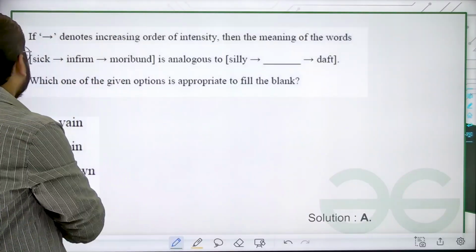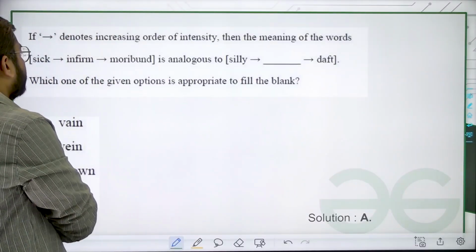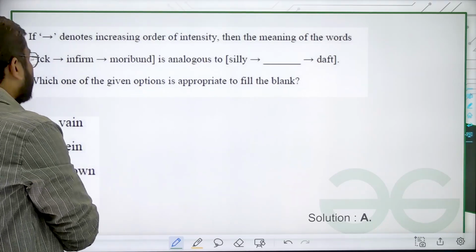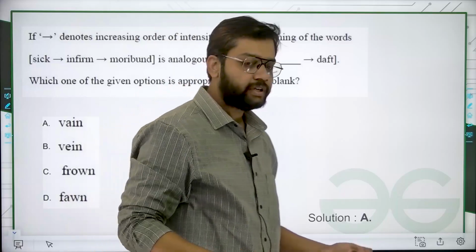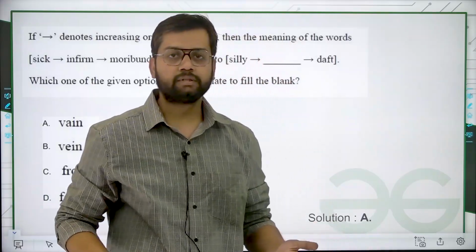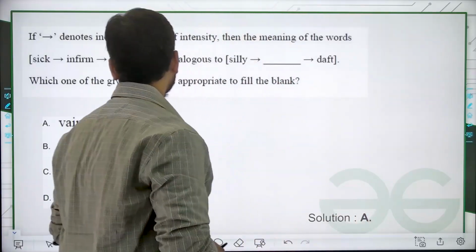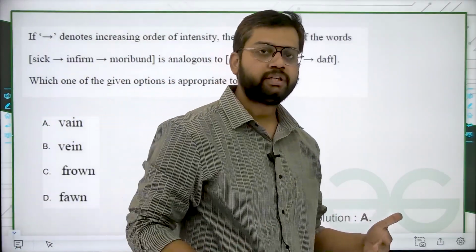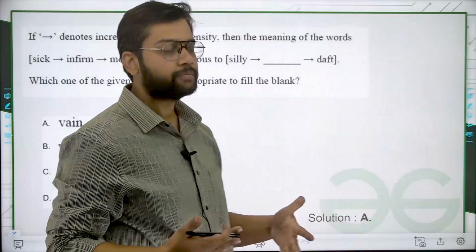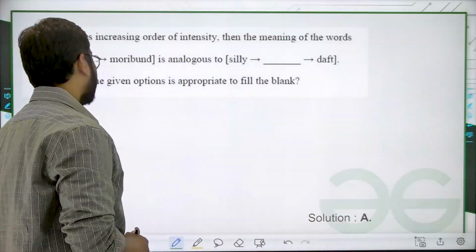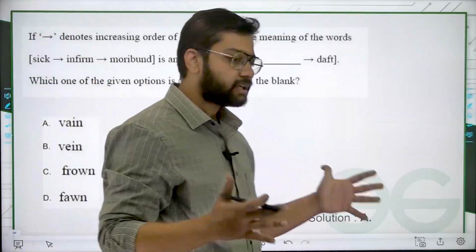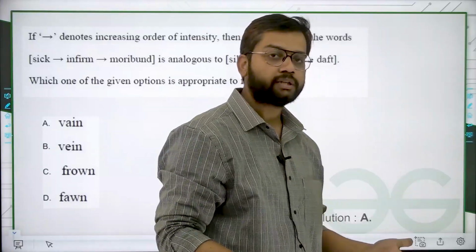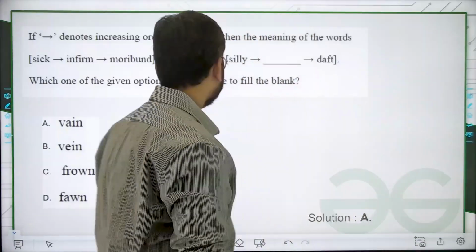Next, if the arrow denotes the increasing order of intensity, what is the meaning of the words sick, infirm, and moribund? Sick means that we are just not well, the initial phase. Then infirm means that our condition has not been getting good for many days, so we will be termed as infirm. And moribund means that you are about to die. So this is the intensity, right?